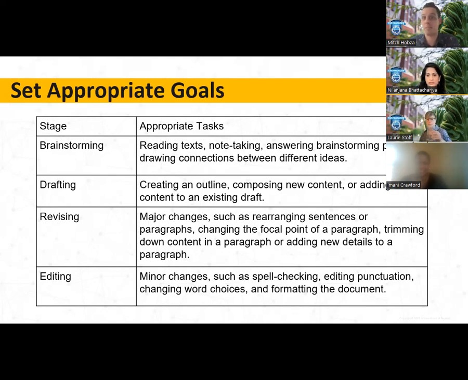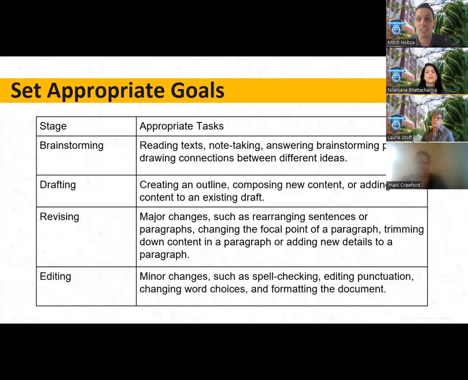Once you get the brainstorming process done, then you can transition into drafting, getting all those ideas that you have out in the air onto paper. And you can do that by starting with creating an outline, composing some new content, or adding new content to an existing draft. So again, these are cyclical stages. Sometimes you draft and revise at the same time. Once you have something drafted, then you're ready to start revising it.